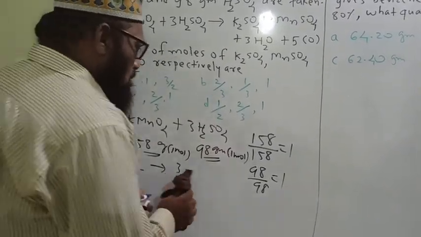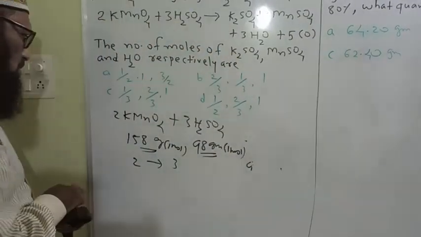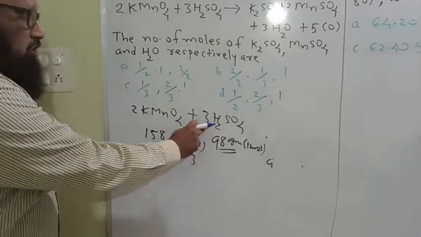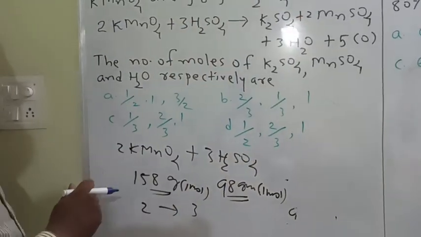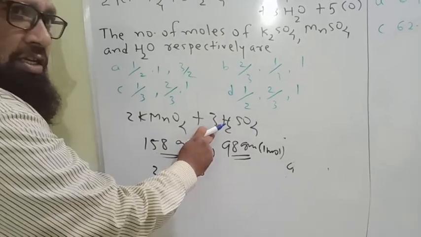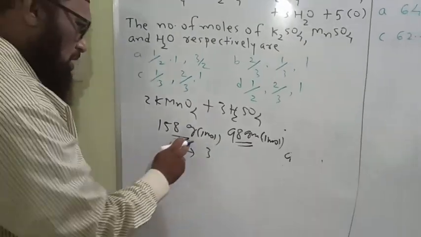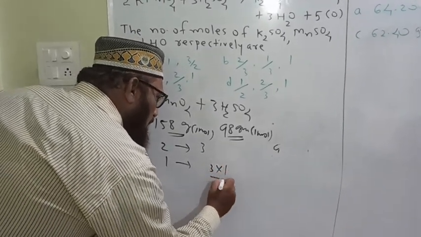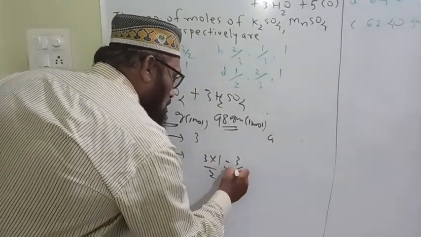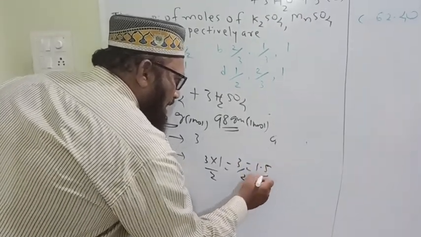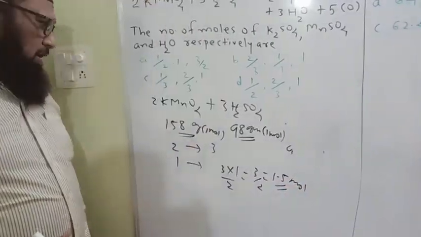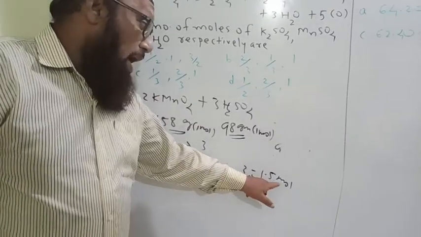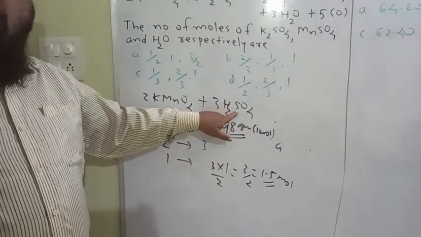Then let us look at the stoichiometry. 2 mole of KMnO4 requires 3 moles of H2SO4, according to the balanced chemical equation. Then 1 mole will require 3 into 1 upon 2, that is 3 by 2, 1.5 mole. If we take 158 gram, 1 mole of KMnO4, 1.5 mole of H2SO4 must be required.